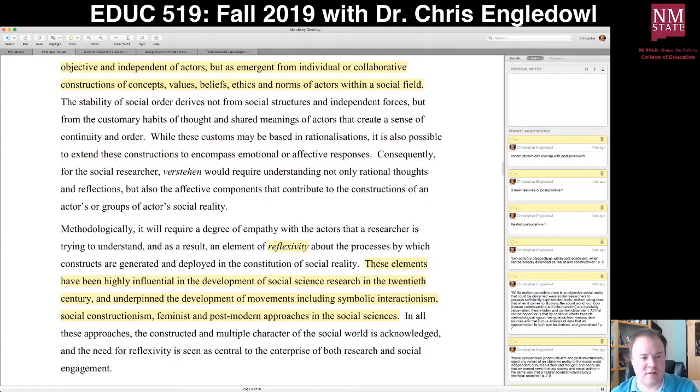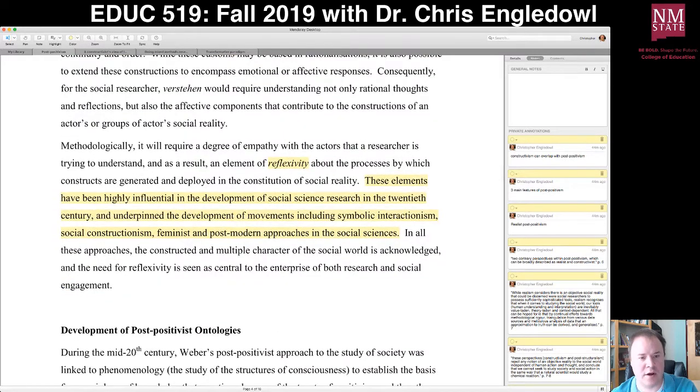So I think that this is an important component of postpositivism, that there's this tension between trying to pursue the truth and yet at the same time recognizing that that's likely or probably impossible.